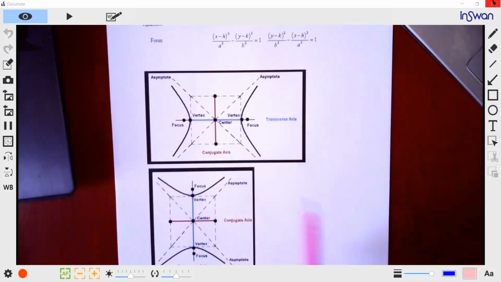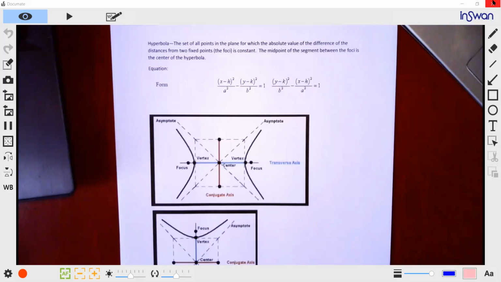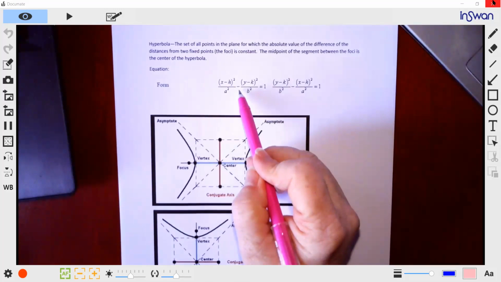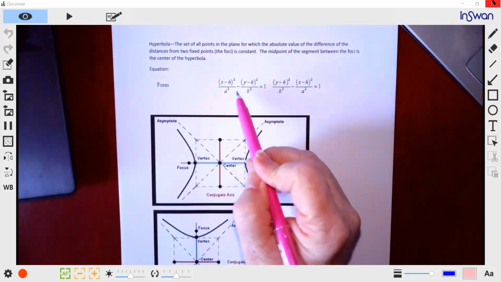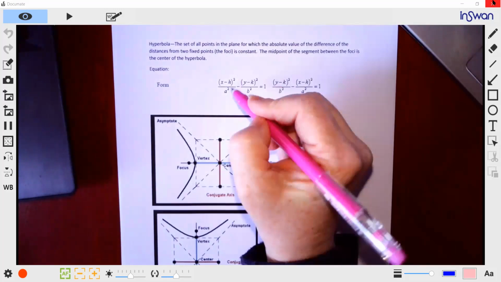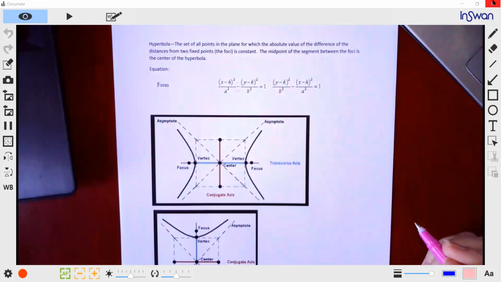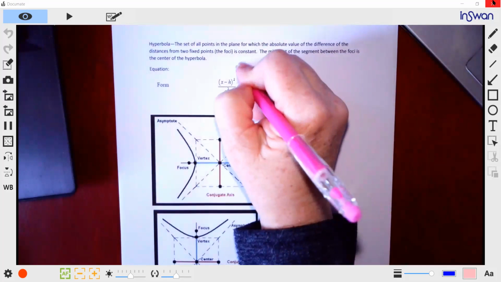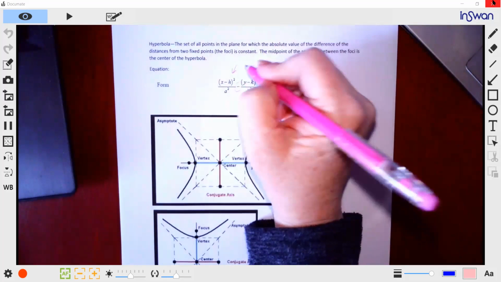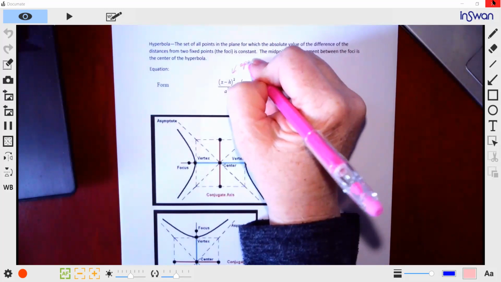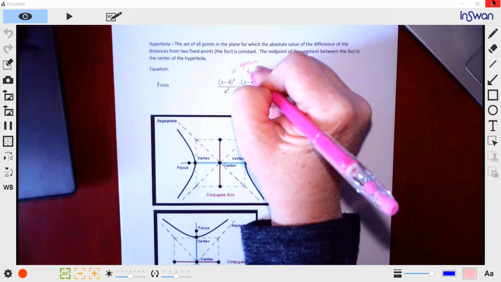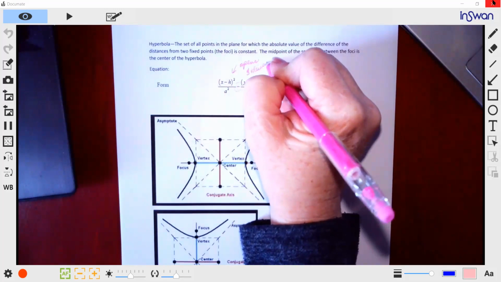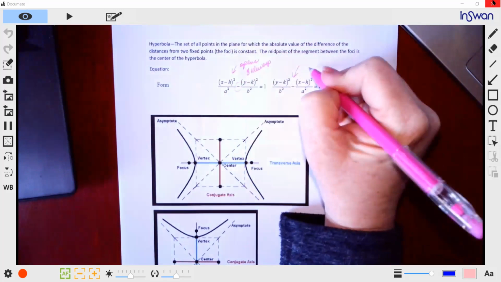whether they're going up and down or sideways. Okay. Now, notice the major difference in the form of the equation for hyperbolas versus ellipses is the fact that this is a subtraction in the middle. Okay. This version is one that opens sideways. This one opens up and down.